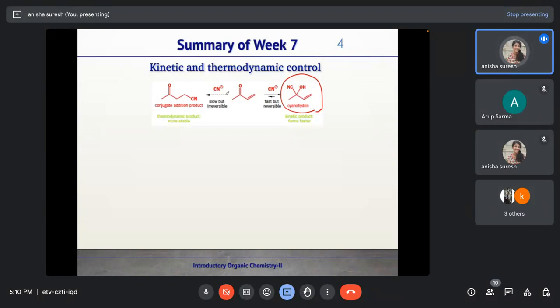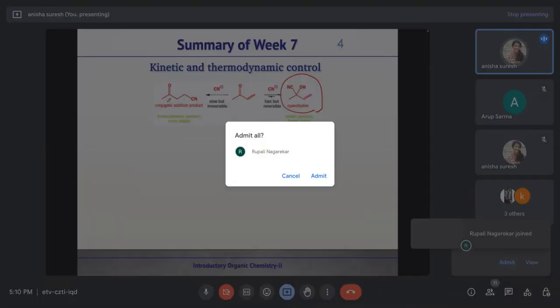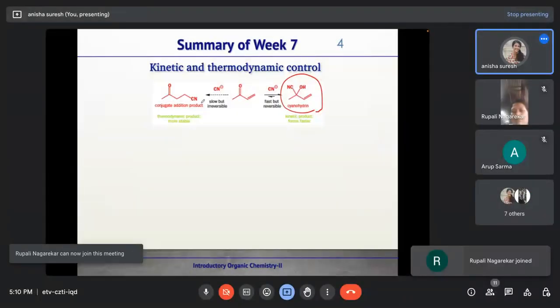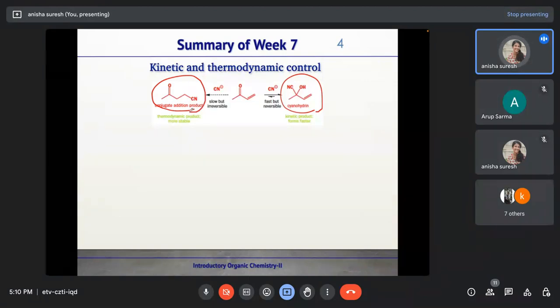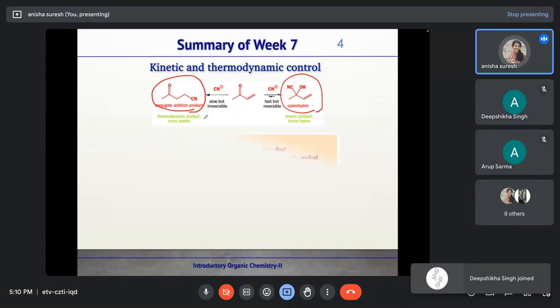But in case of the conjugate addition product, the reaction will be taking place at a slower rate, but the reaction will be irreversible. So the product that will be formed, this conjugate addition product, will be a more stable product. The reaction is slow, the reaction is irreversible, the product will be the more stable product. This conjugate addition product is known as the thermodynamic product.